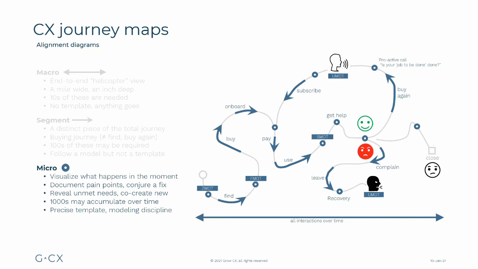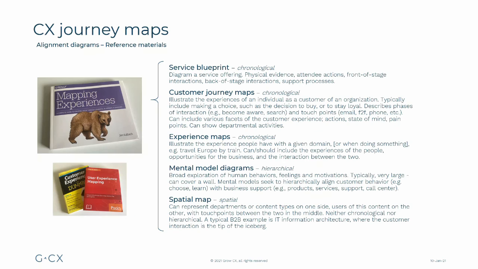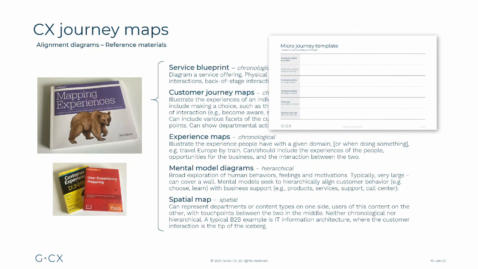The micro journey is what happens in a moment. And we could use these to document pain points or reveal unmet needs. Over time, a company that really gets disciplined and rigorous on this might have thousands of such micro journeys accumulated over time. In the world of customer experience, we mostly talk about customer journey mapping, but you can see here that, strictly speaking, a customer journey map is really one of several different types of alignment diagrams. I happen to like the Service Blueprint model because it's highly applicable to a variety of situations.